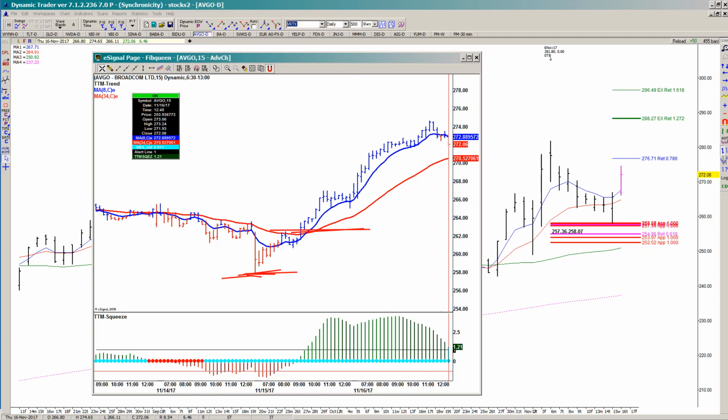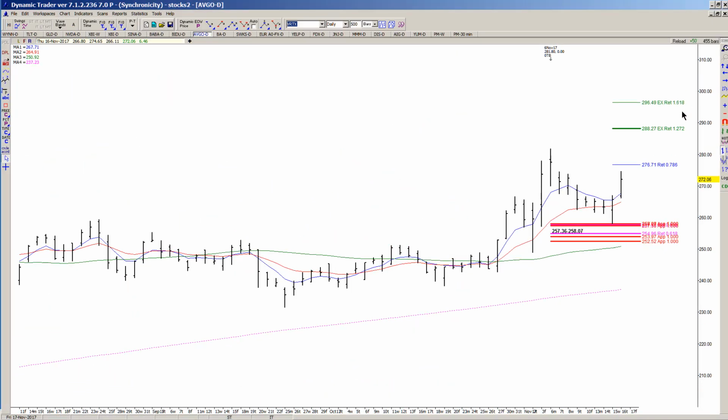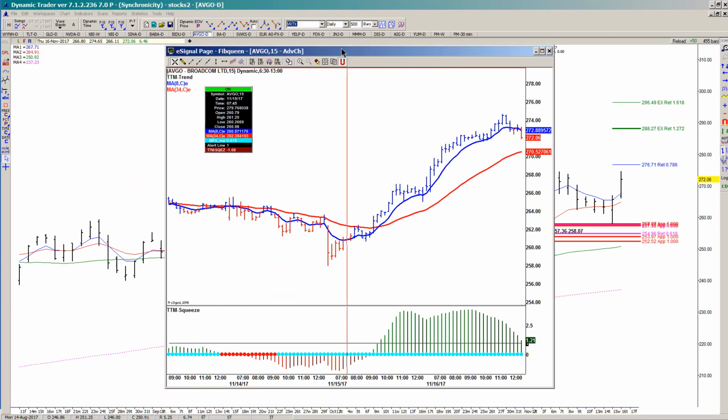And it has started to play out, though I don't have a key upside target until this 288.27 area. So there is still a chance to get involved in this name on a pullback. So that's what I would look at at this point. But obviously the lowest risk entry was where you tested the support and where you triggered right over here.